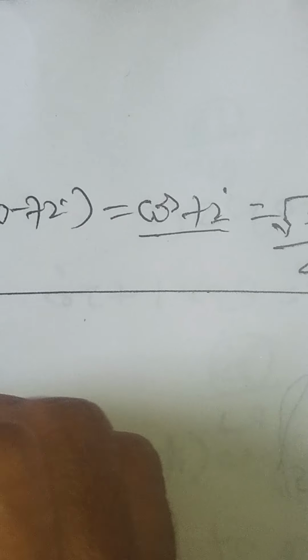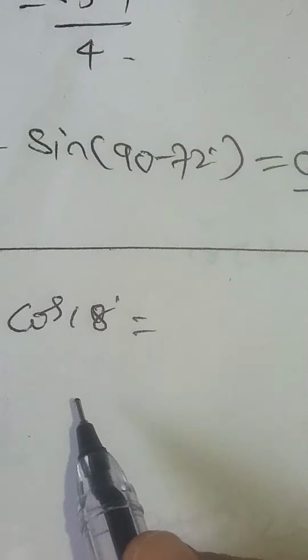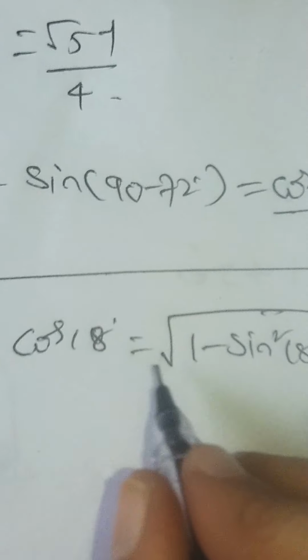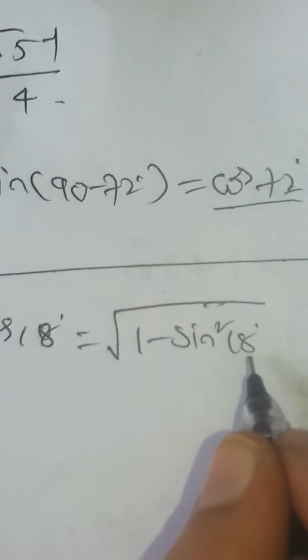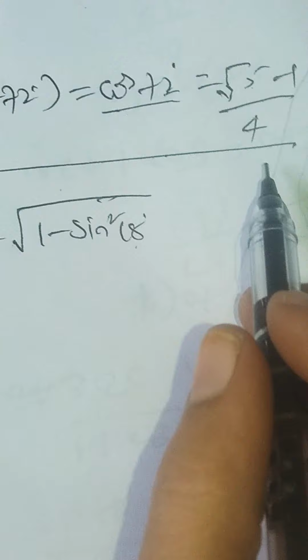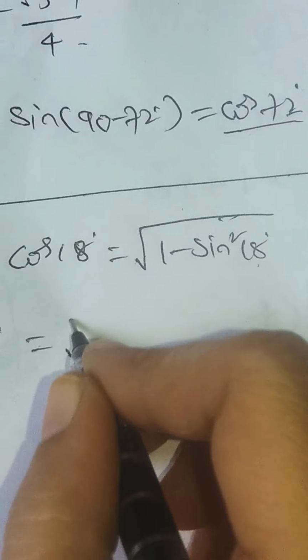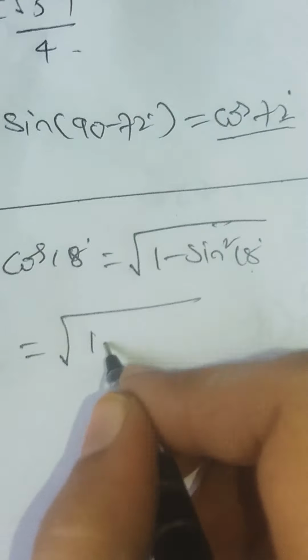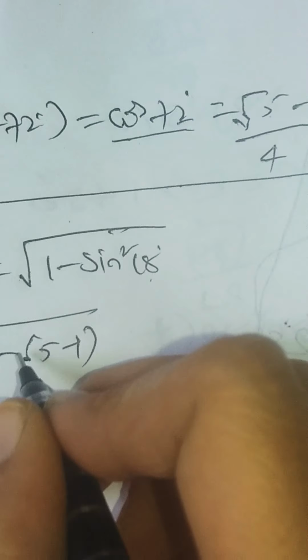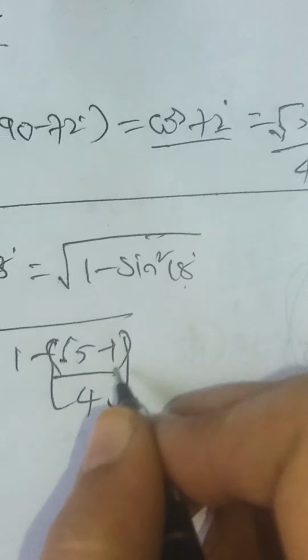Now let us go to find cos 18 degrees. So cos 18 degrees can be written as square root of 1 minus sin square 18 degrees. Cos theta is equal to square root of 1 minus sin square theta, because already we found here sin 18 degrees. So we can replace this value here, root of 5 minus 1 by 4. So we'll get here cos 18 degrees is equal to square root of 1 minus sin square 18, which is root 5 minus 1 by 4 whole square.